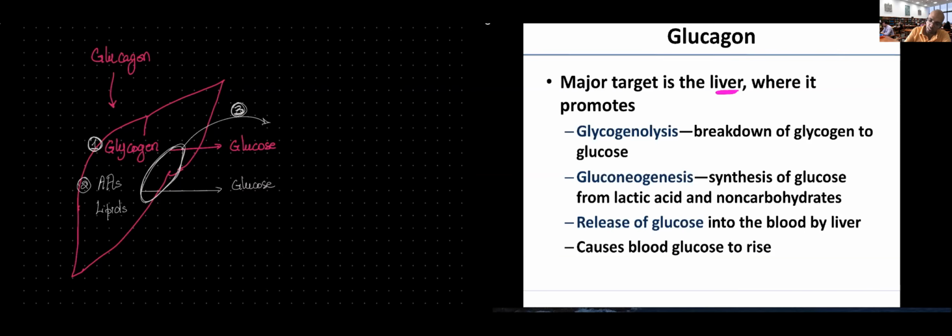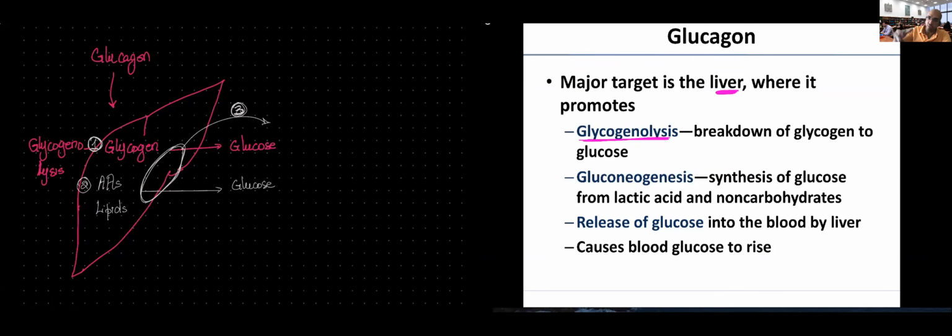So what we call the chemical reactions that enhances the breakdown of the glycogen into glucose, we call this glycogen breakdown, lysis, or glycogenolysis. Glycogenolysis means the breakdown of the glycogen. What are you breaking down the glycogen to? You're breaking down the glycogen into glucose. Glycogenolysis.